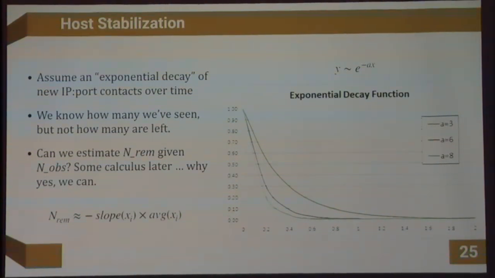But given the observations we made, given the number of IP port addresses we've seen it talk to, and given that we expect an exponential decay function, can we predict the eventual total number? And it turns out that after a little bit of calculus, we can. And then we can guess the remaining number, which we expect to be equal to the negative of the slope times the average, for each time period, of the number we've seen.